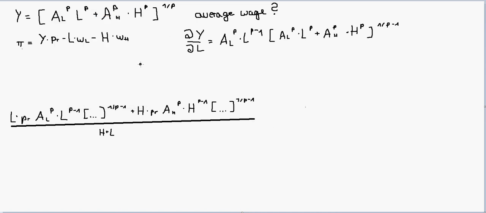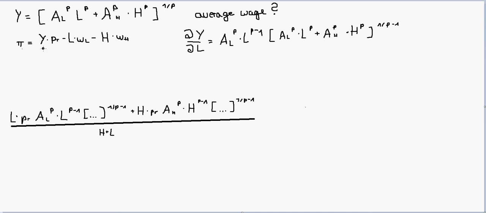Today I'm going to talk about the average wage and how the wage more generally is derived. So we start with the profit function of a firm. The profit is derived by the output times the price of the output minus the cost, which would be the amount of low-skilled workers times the low wage minus the amount of high-skilled workers times the high wage.